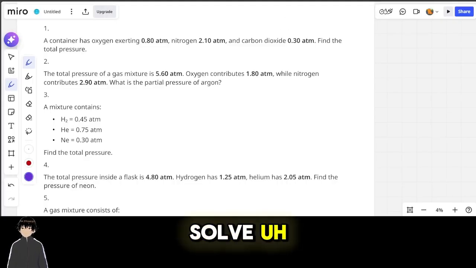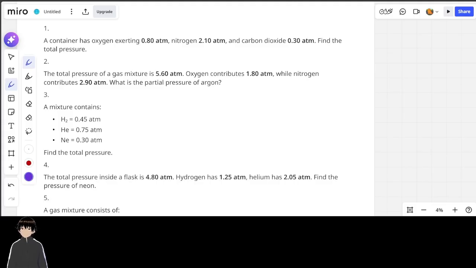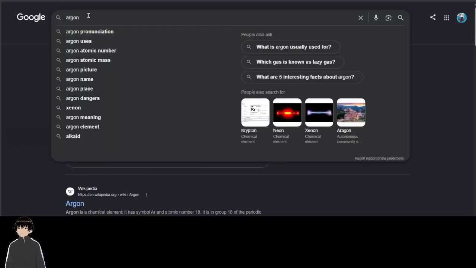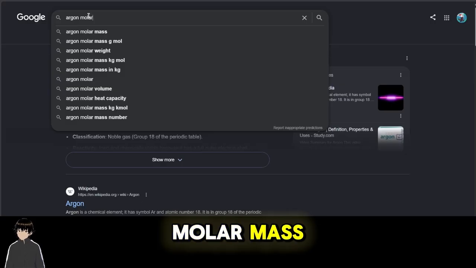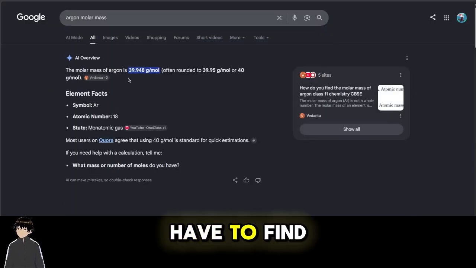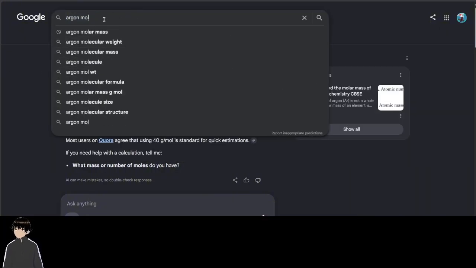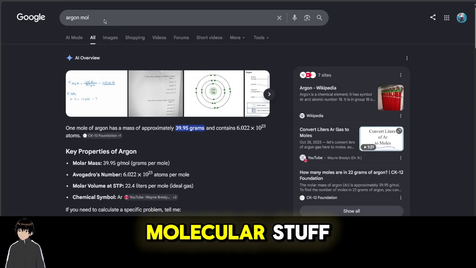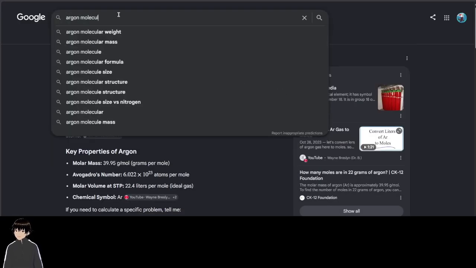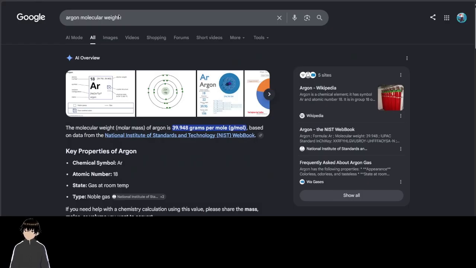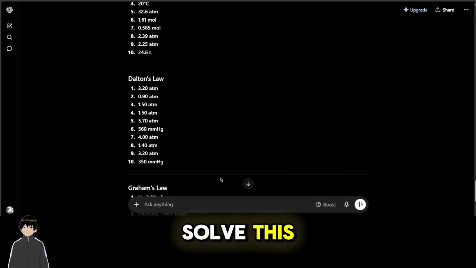Let's check how to solve this. Argon molar mass. I guess we have to find out what the molar masses are. Mole, molecular stuff. How to solve this? I don't even know how to solve this. Let's see.